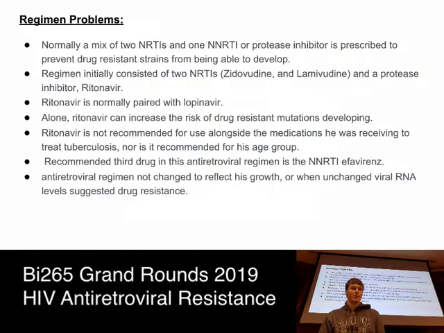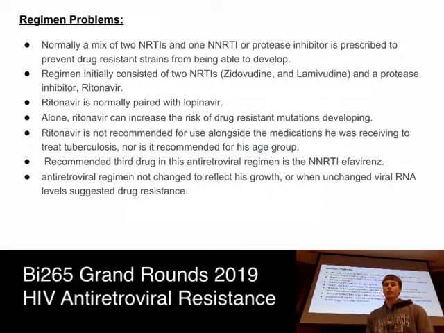And then another thing that was done incorrectly on the part of the doctors was that there were some major problems with his initial antiretroviral regimen. Normally a mix of 2 NRTIs and one NNRTI or a protease inhibitor is prescribed. This mix is done to make it less likely that drug-resistant strains will be able to develop. Now, the regimen he was initially prescribed consisted of 2 NRTIs and the protease inhibitor ritonavir.